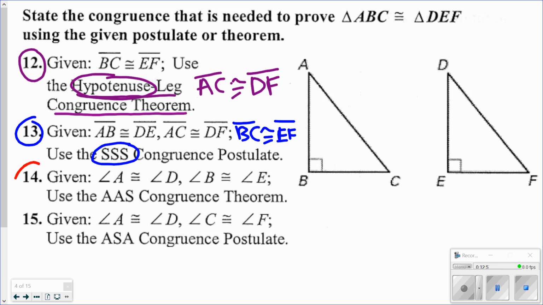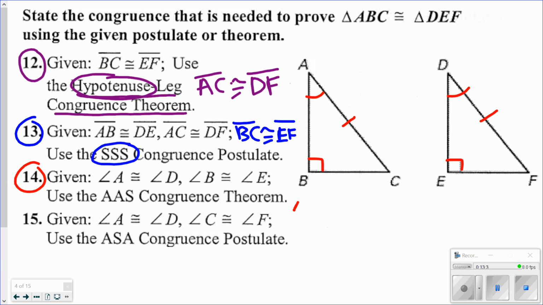Next, let's focus on question 14. I am given that angle A is congruent to angle D. I'm also given that angle B is congruent to angle E. We want to use the angle side postulate, angle side, to prove that these two triangles are congruent. For this problem, we actually would have two answers. One answer would be to say that this side is congruent to this side. That would give us angle side.